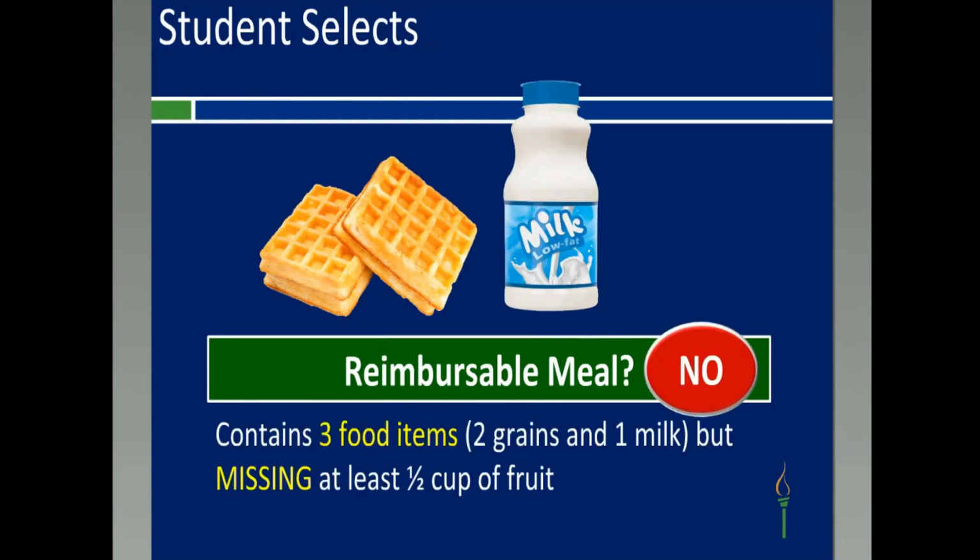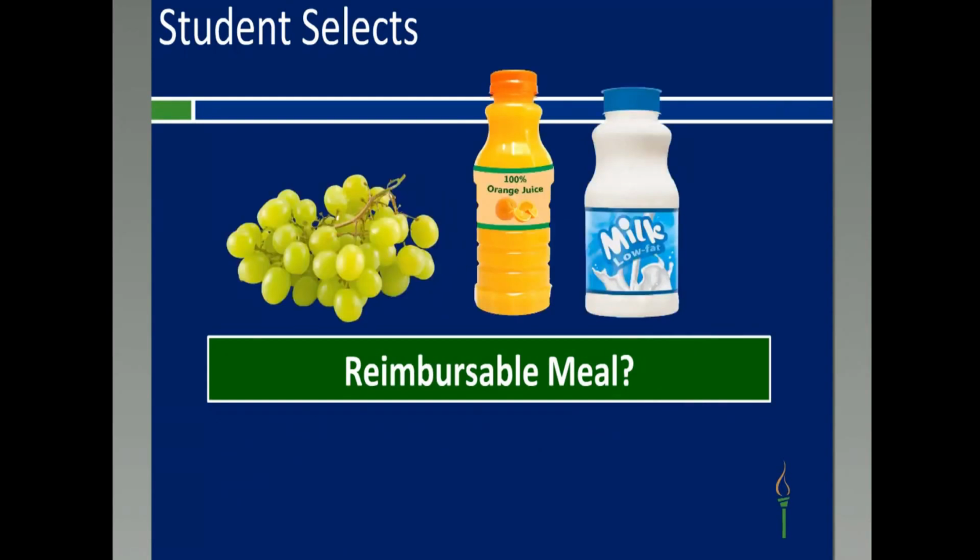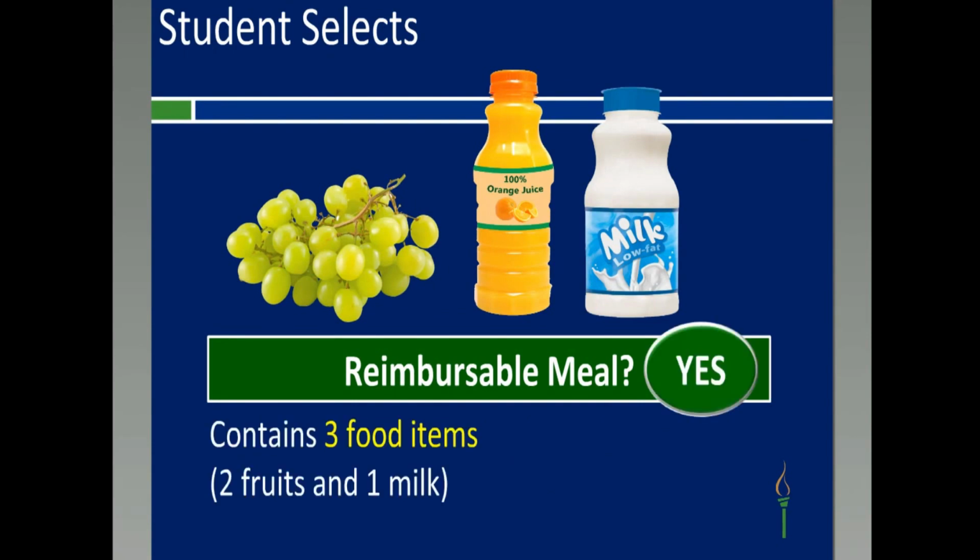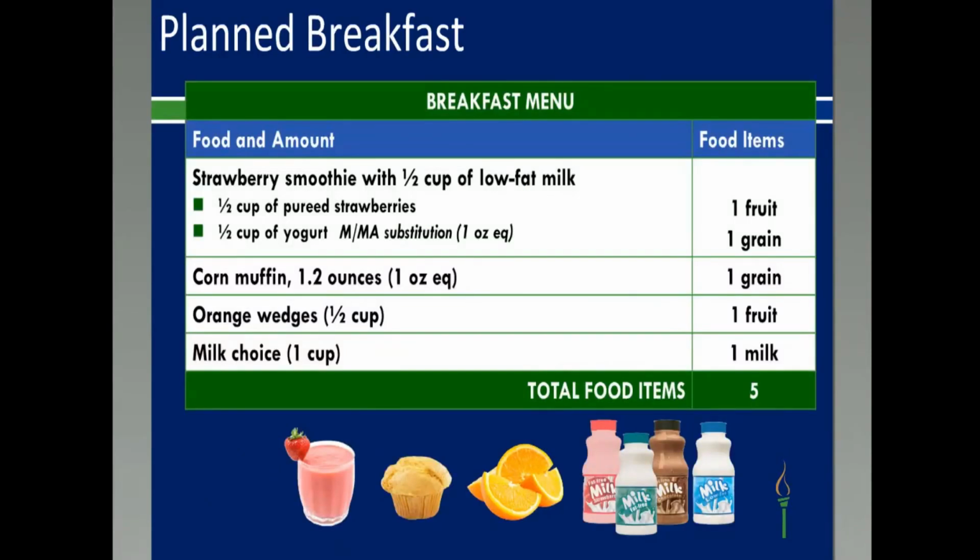Here there is no fruit being taken, so we cannot claim this for reimbursement. Even though it contains 3 food items, it's missing that one requirement, which is a half cup serving of fruit or vegetable. This would be a reimbursable meal since it contains 3 food items, 2 fruits, and a milk.